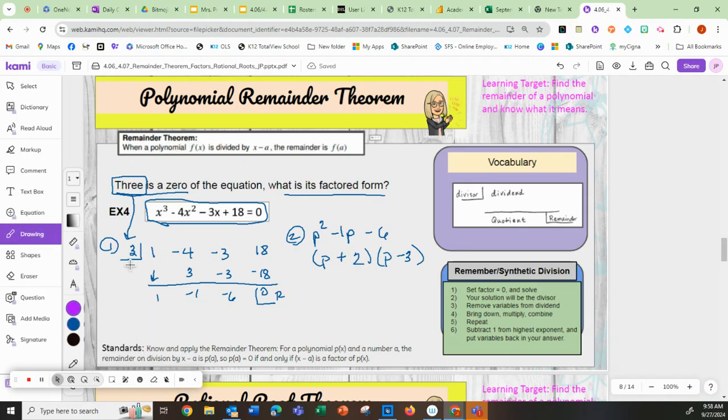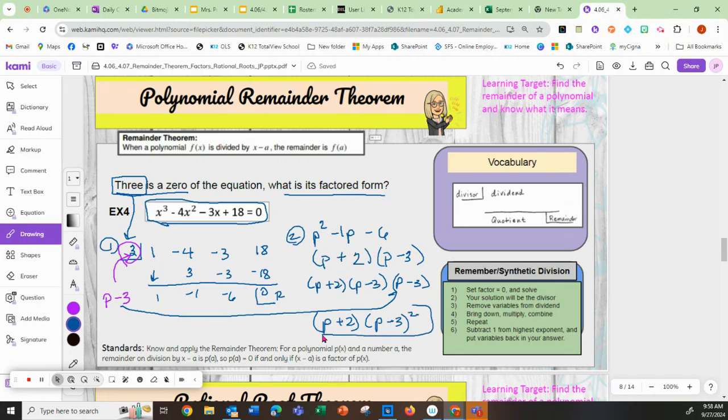Now don't forget that they gave you one of your zeros. So if +3 is a 0, then that means the factor was p minus 3. So we have p plus 2, we have p minus 3, and then we have another p minus 3 because they told us that we had a 0 of 3. So that means my factors would be p plus 2. You probably could do p minus 3 twice, but the most simplified way to write that is p minus 3 squared.